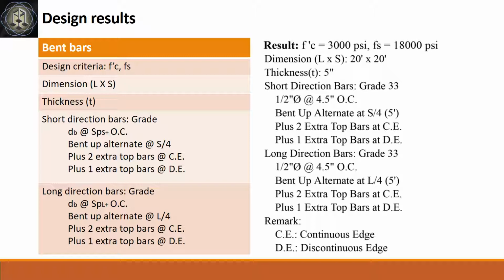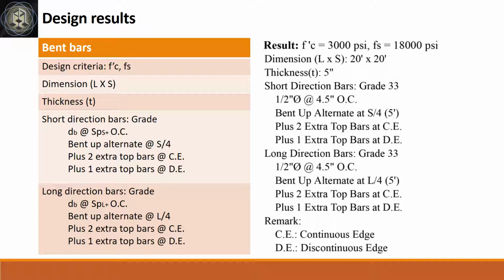f'c equals 3000 psi. fs equals 18,000 psi. Dimension at 20 feet by 20 feet. Thickness at 5 inches. Short direction bars of grade 33, half-inch diameter bar at 4.5 inches on center.